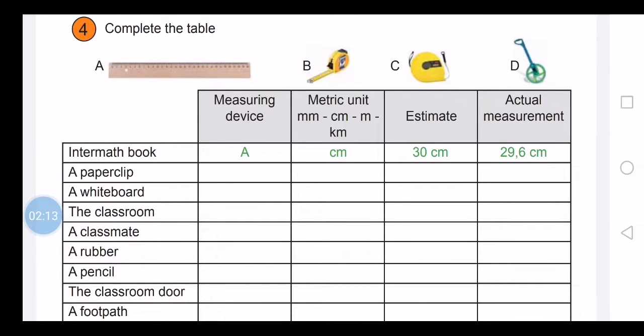You have 4 options. You have a ruler, you have a measuring tape, you have another measuring tape, must be a longer one, and then you have a trundle wheel. Okay, so you have to say what do you think you would measure each item with, okay, and then what units do you think you would use to measure it, and then estimate. So have a guess, a good guess.